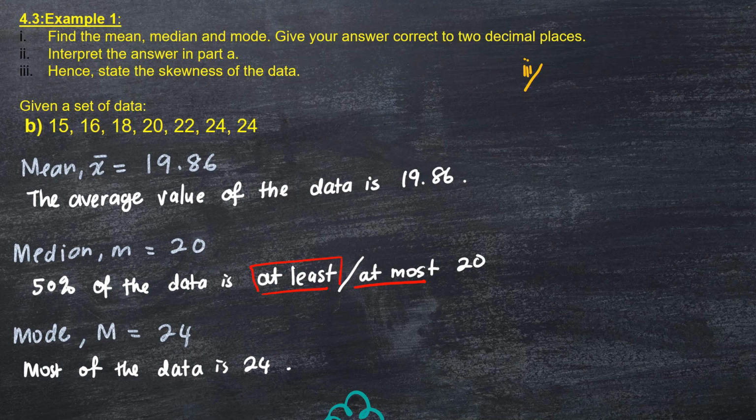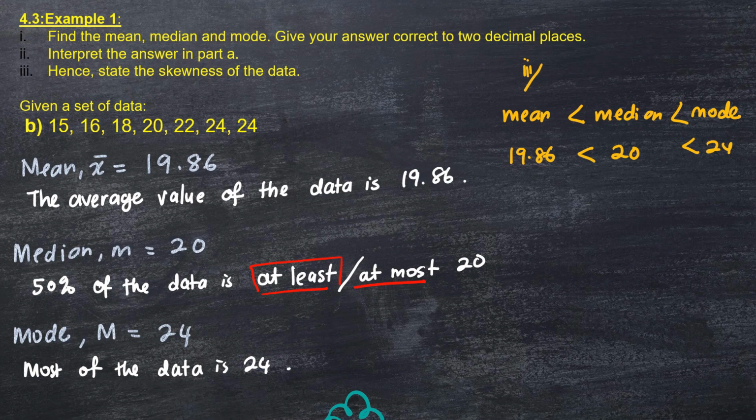Your value, let's look at your value. Your mean is less than your median and less than your mode. Your mean is 19.86, your median is 20, and your mode is 24. So this is the value that we have. Your mean is less than the median and mode.